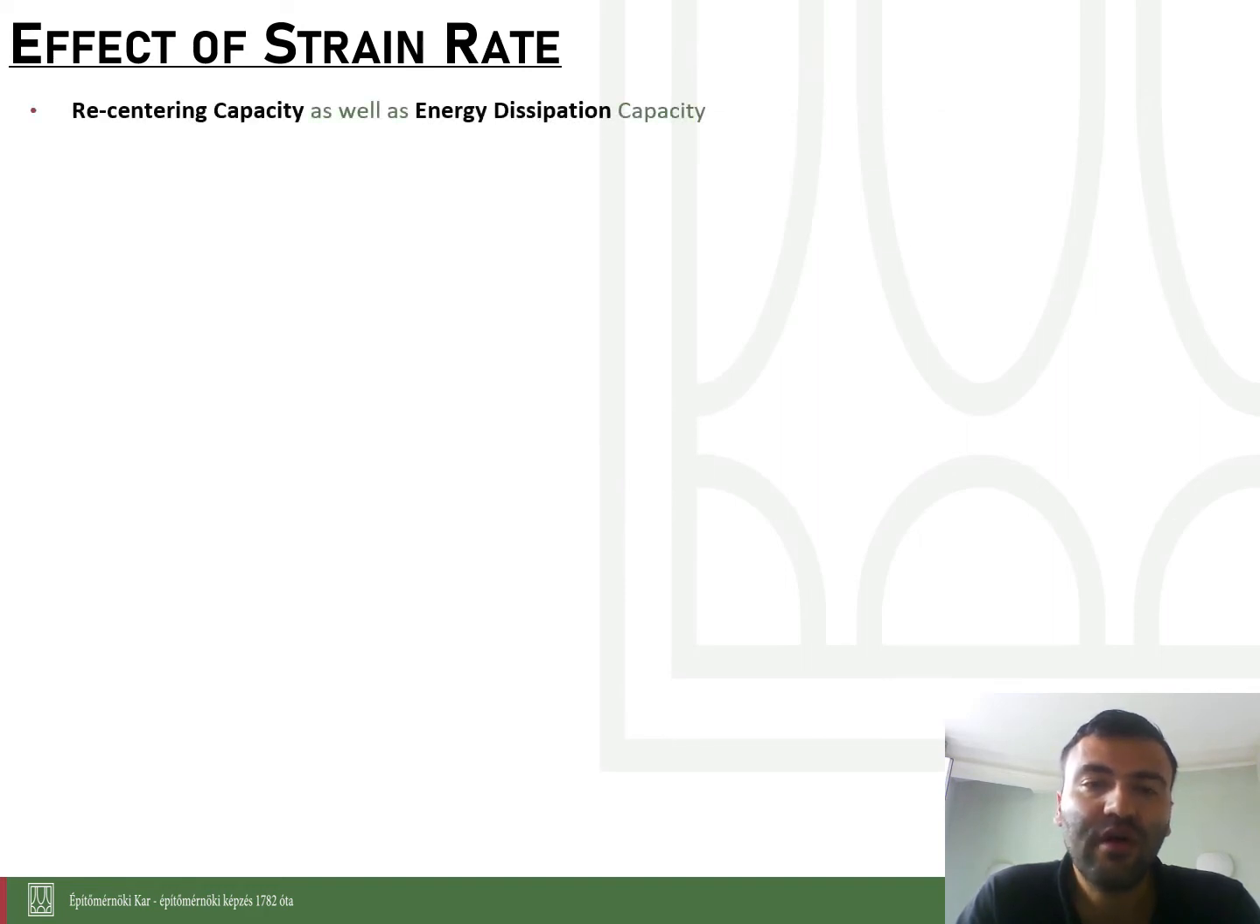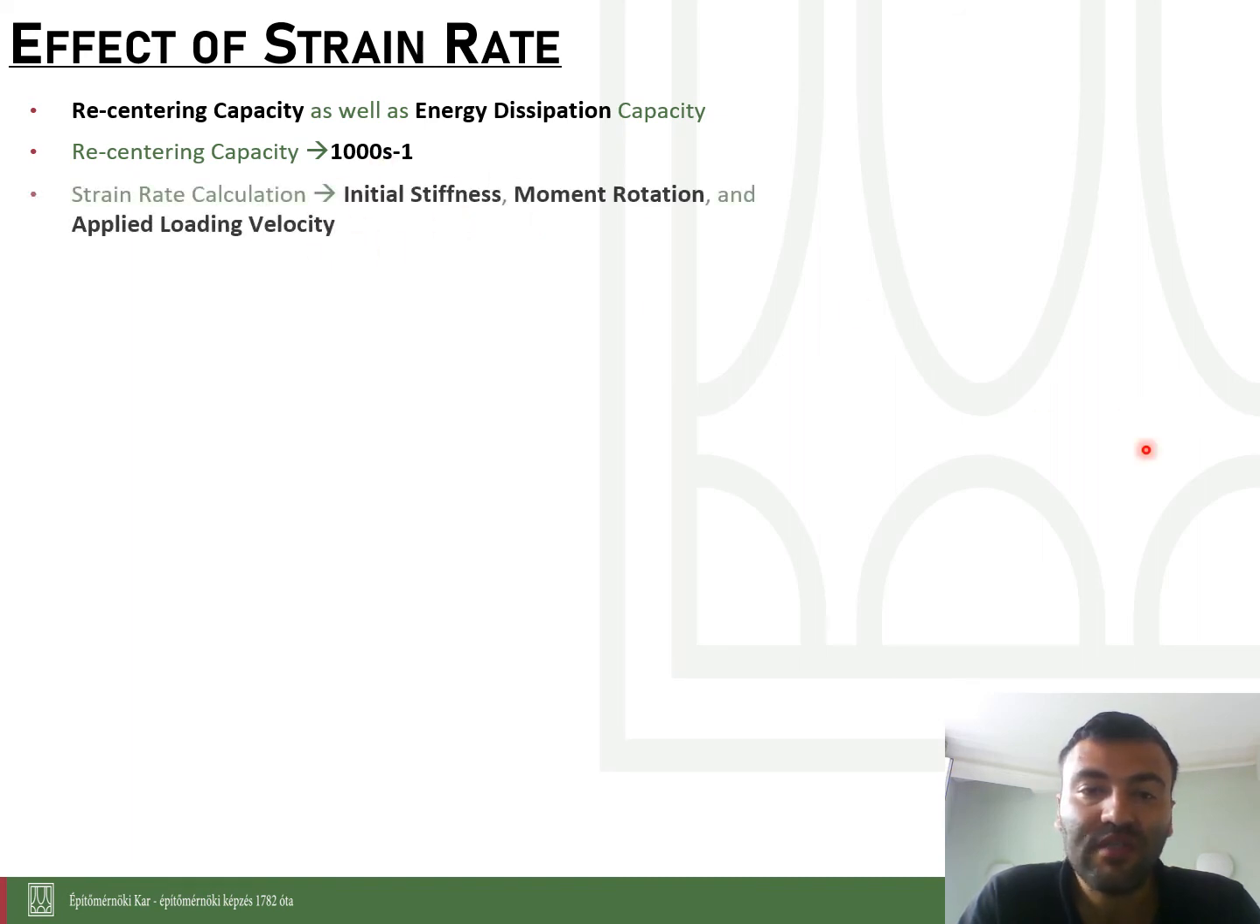The strain rate has an effect on the recentering capacity and energy dissipation of this material, so we had to investigate whether our bolts or smart connection is still capable of providing hysteresis behavior. After the investigation and an intensive literature review, we found that yes, these models can provide good recentering capacity and energy dissipation when the strain rate is below 0.01 of a second.